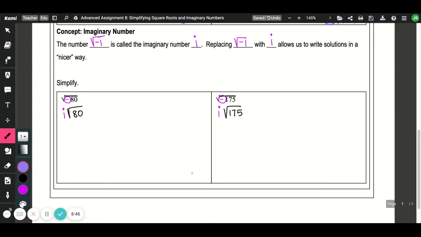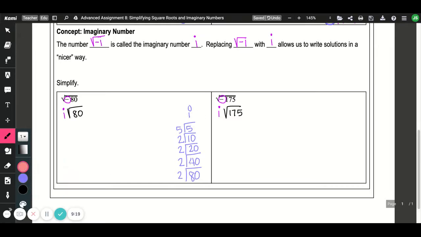Okay, so 80. Put it in a division. The smallest number that goes into 80 is 2. That's 40. The smallest number that goes into 40 is 2. That's 20. The smallest number that goes into 20 is 2. That's 10. The smallest number that goes into 10 is 2. That's 5. Nothing else goes into 5 except 5. And there's my 1 on top.